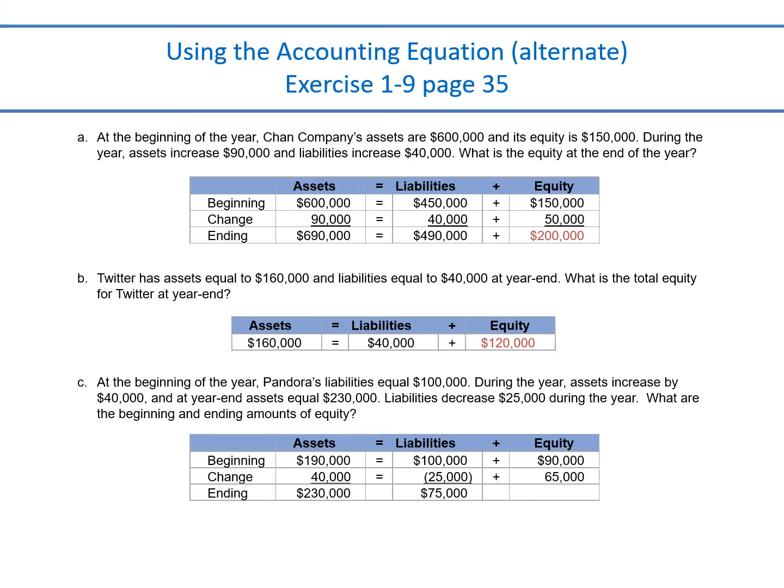That'd be 65. So $65,000 change in equity minus a $25,000 reduction in liabilities equals a $40,000 change in assets. And then we can solve for our ending balance. So $230,000 ending balance in assets. We have a $75,000 ending balance in liabilities. So 75,000 plus what number equals 230,000? It's $155,000. So hopefully you got that all correct, and it didn't give you a whole lot of trouble.